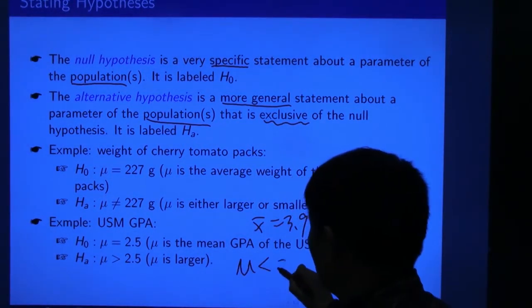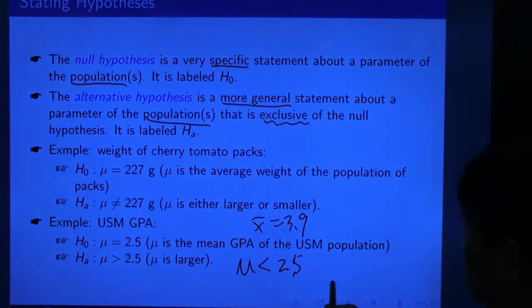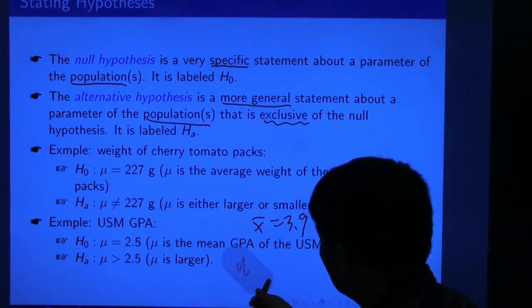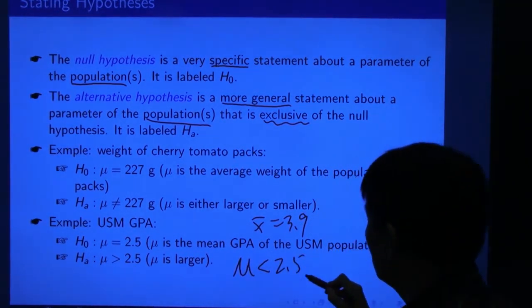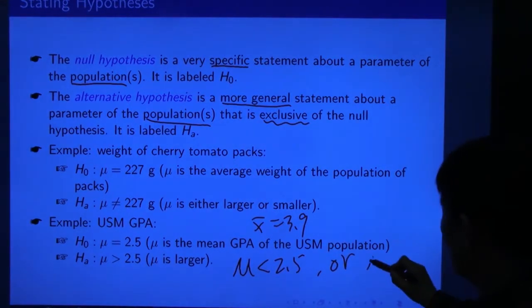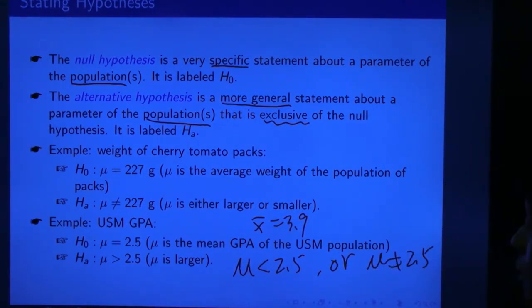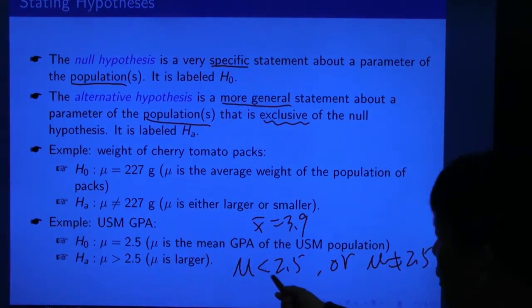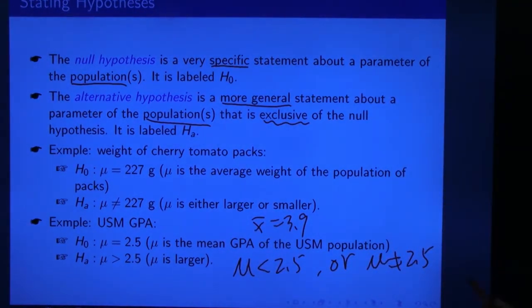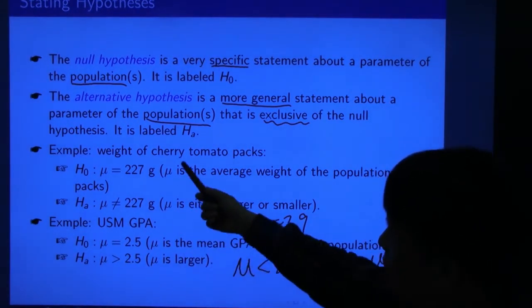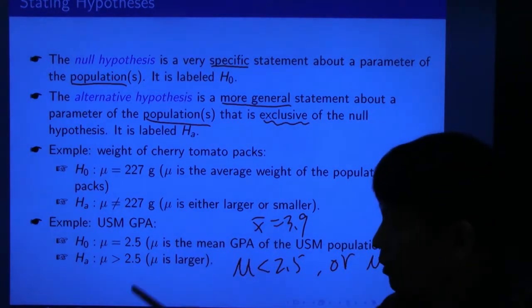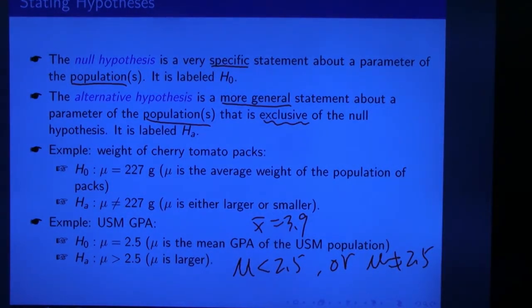Definitely you can state another one: mu is less than 2.5. Or you can state another one: mu is not equal to 2.5. All three work as an alternative hypothesis because each is more general. It's not equal to, or greater than, or less than. It's more general than H0, also about the population, and does not include the null hypothesis. Okay.